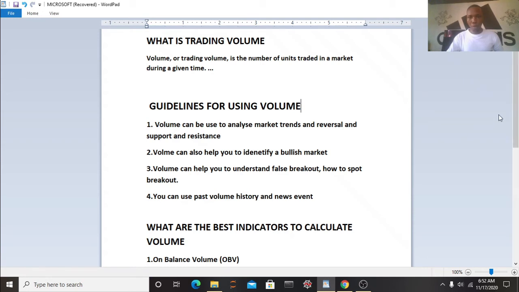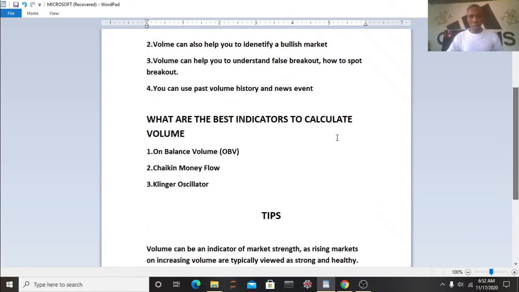Now, what are the best indicators to calculate volume? For me, I choose these three. Although there are others you can use too, these are the ones I usually use: On-Balance Volume, Chaikin Money Flow, and Klinger Oscillator. These are the ones I use, and they're very nice too. So you can try them out and practice them on your own, because I'm talking too much about this right now.